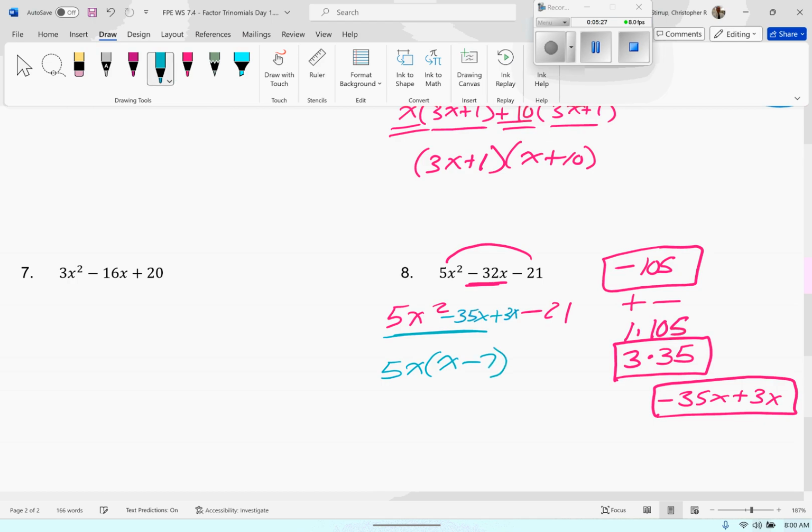You can always double check and go 5x times x is 5x squared. 5x times negative 7 is negative 35. Middle sign comes down. It looks like I can factor a 3 out of both of those. And that's going to give me x minus 7. Those are the same. That's what you want. And that's what we get.